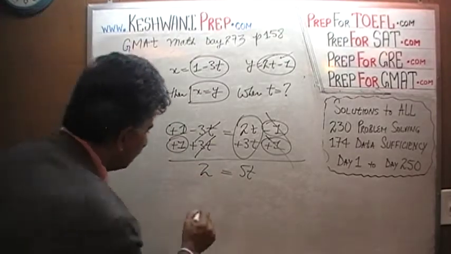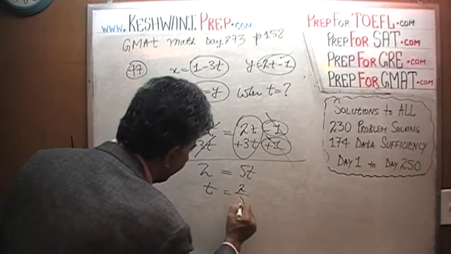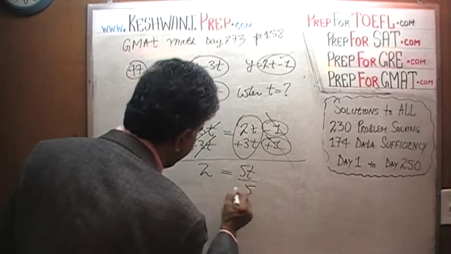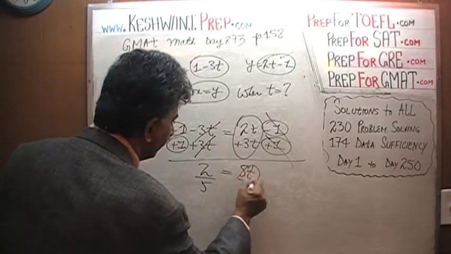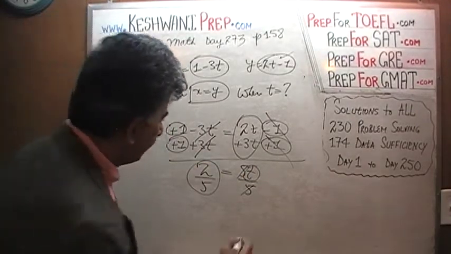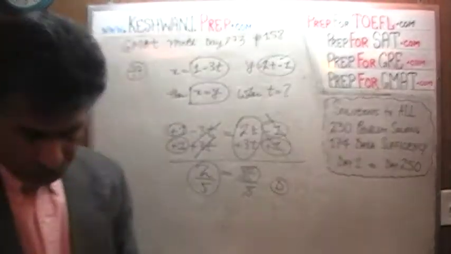5t equals 2, which means t equals 2 times 5. Divide both sides by 5. And that's it. t equals, not 2 times 5, t equals 2 over 5. And that's your answer, choice D. That was just a silly question.